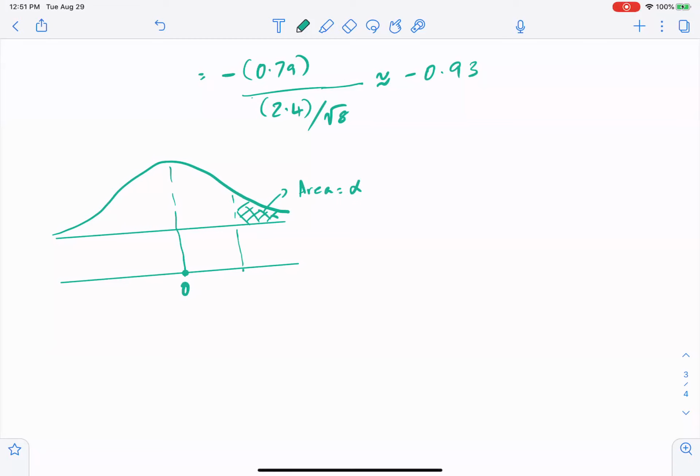So the area should be on the right-hand side. On the real number line, that is the rejection region. I don't even have to use a calculator. I know for a fact the test statistic is not going to fall in the rejection region.